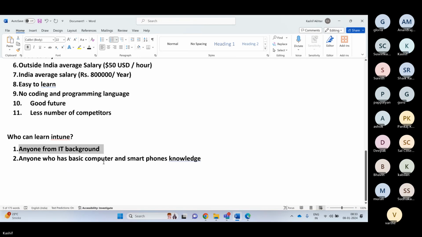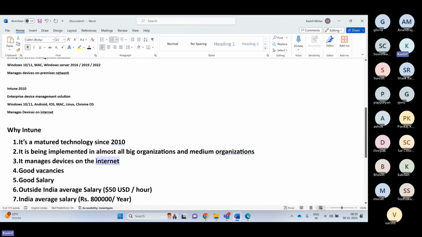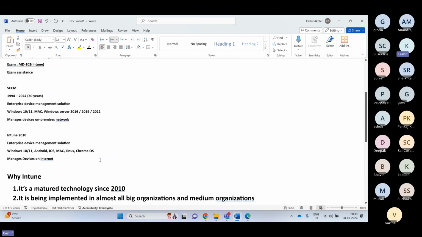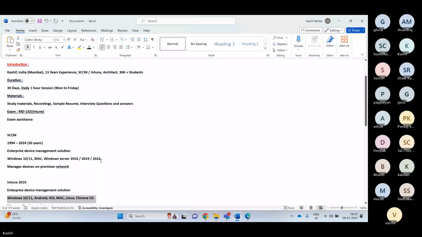So what all things can you manage from Intune? These are the operating systems which you can manage from the Intune portal. These are the things which you can manage from SCCM, right?